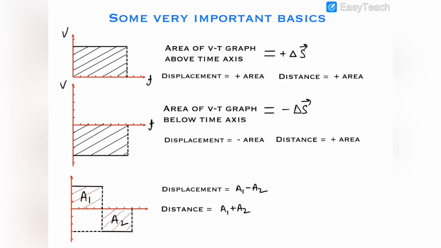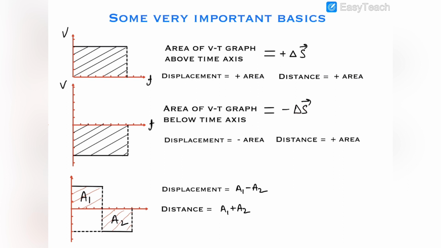Now you can see that this graph is in first quadrant, and in first quadrant both velocity and time axis are positive, which means that particle is moving in positive direction, and hence the displacement is increasing in positive direction. So we can say that the area of VT graph above the x-axis or time axis is positive change in displacement, while the area of VT graph below the time axis is negative change in displacement.